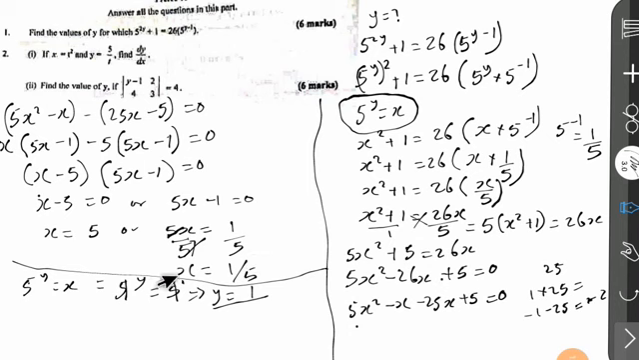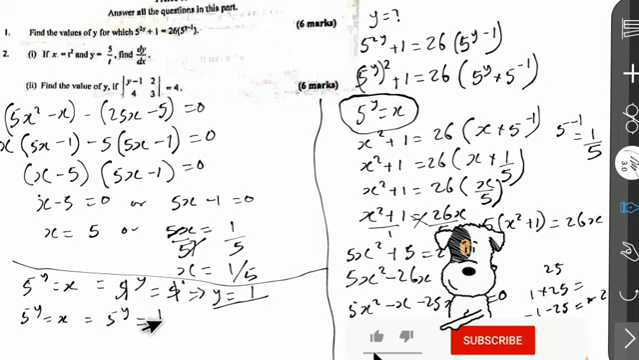So let's go to when s is equal to 1 over 5. Therefore, 5 raised to the power of y is equal to s. Let's put in s: whenever you see s, replace it by 1 over 5. So 5 raised to the power of y will be equal to 1 over 5.